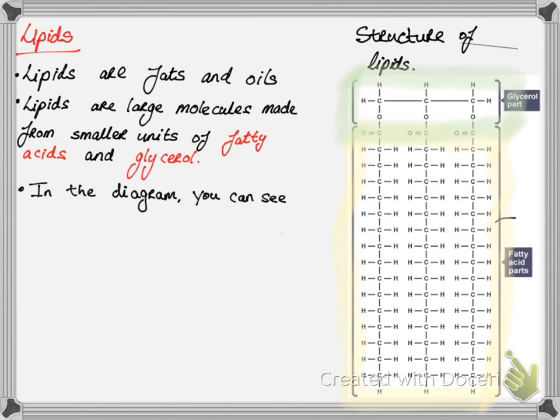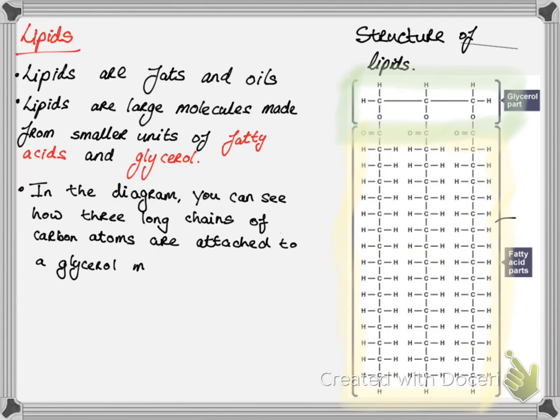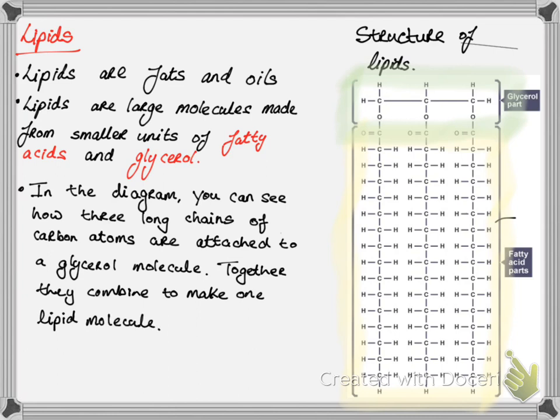In the diagram, you can see how 3 long chains of carbon atoms are attached to a glycerol molecule. Together, they combine to make one lipid molecule. So that whole structure there is one lipid molecule.